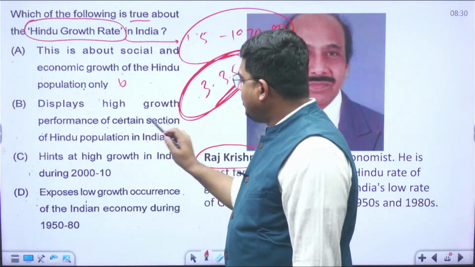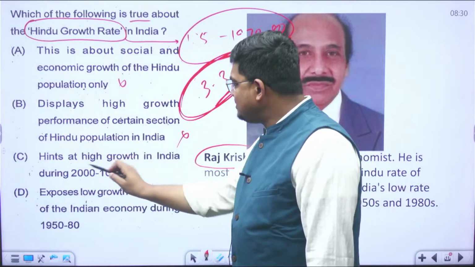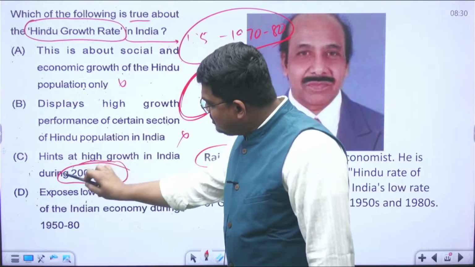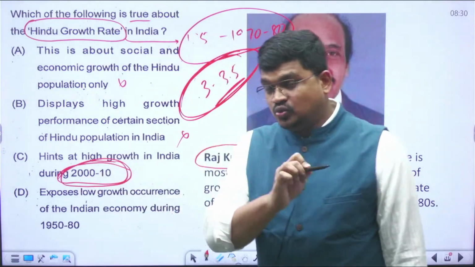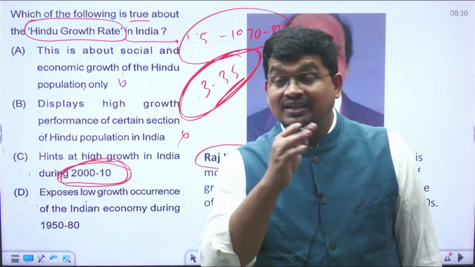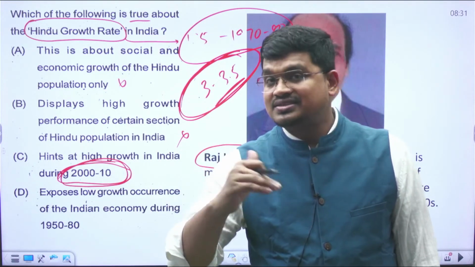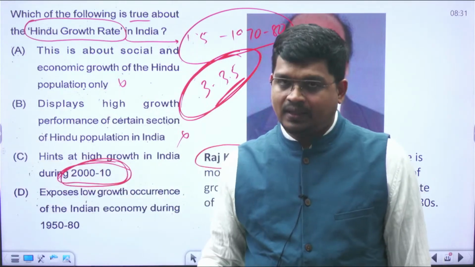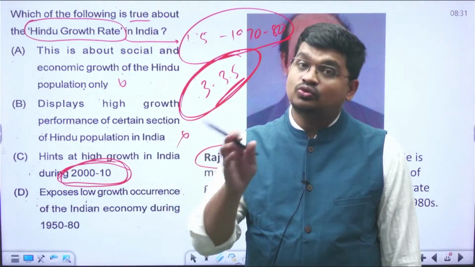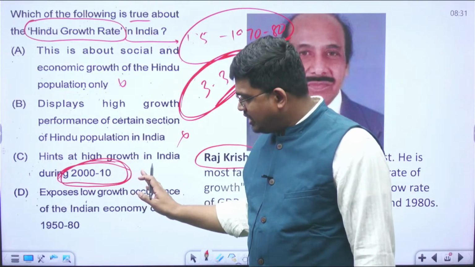Displays high growth performance of certain sections of Hindu population in India. Again, this is not the right answer. Hints at high growth in India during this. Again, this is not. Look at the time period: from 2000 till 2006-7, we had growth rates of around 7, 8% also. And the growth rate starts declining after 2008 due to the subprime crisis. So this is again not the Hindu rate of growth time.